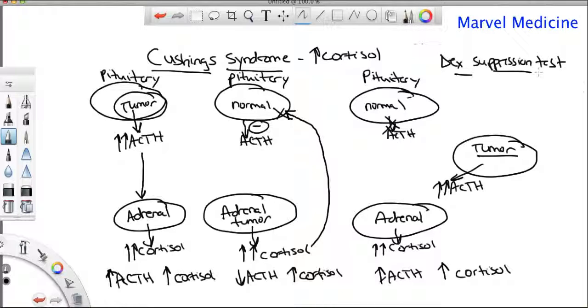Okay, and I'll explain exactly what that is. But before I begin, what type of tumors release ACTH? Those are small cell carcinoma of the lung. Okay, really, really big question here, and I'll show you more about how they ask it. Small cell cancer of the lung.